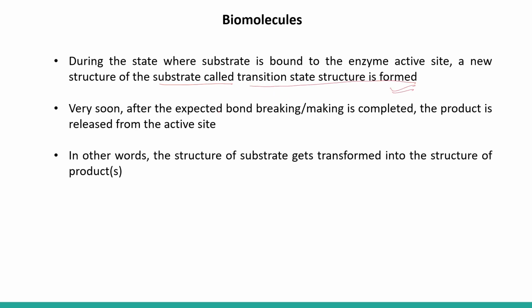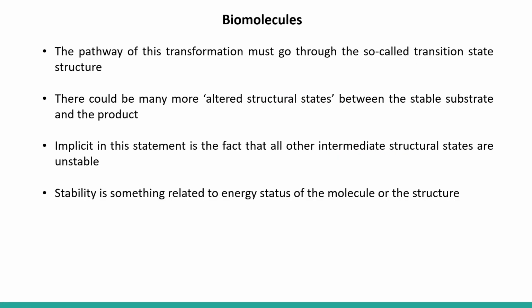We have covered this, very soon after the expected bond breaking. Now this is very important. In the transient stage, bond breaking takes place in the substrate and it is completed. The product is released from the active sites when this bond breaking is completed. In other words, the structure of the substrate gets transformed into a new structure, and that is called the product. The pathway of this transformation must go through the so-called transient state structure.